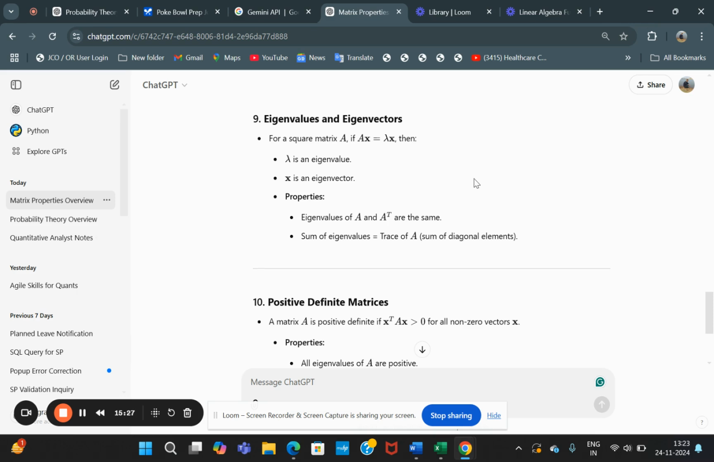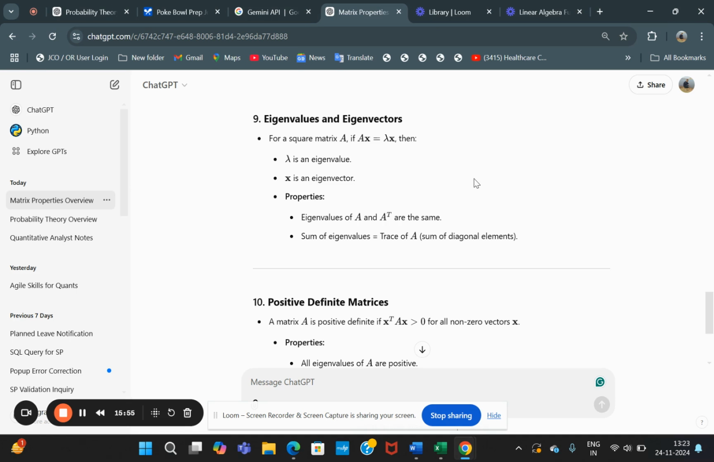So let's go to the most important topic, that is the eigenvalue and eigenvector. For a square matrix A, if Ax is equal to lambda x, then lambda is the eigenvalue and x is the eigenvector. Let's keep that in mind. Properties: eigenvalues of A and A transpose are the same.